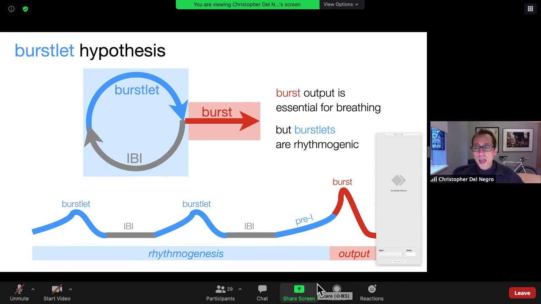Now here I've used cyan blue to indicate burstlets and rhythmogenesis, and red to indicate bursts and motor output. And I'm going to try and stick with this color scheme for the remainder of the talk. Rhythmogenic properties are going to be blue. Motor outputs are going to be red.